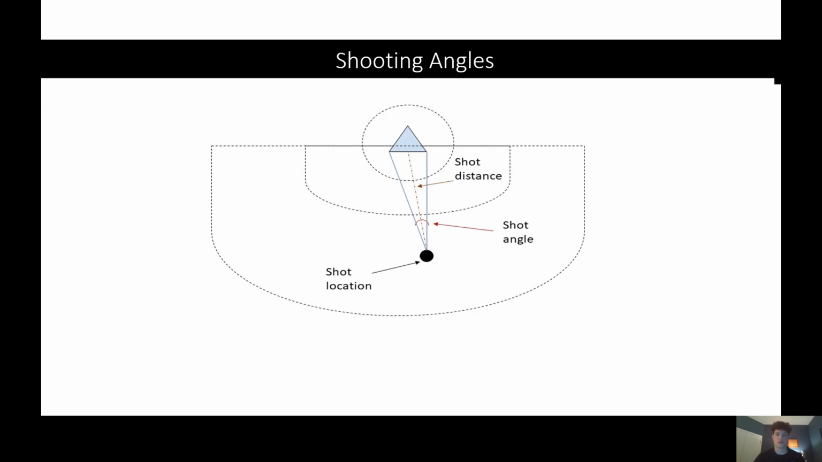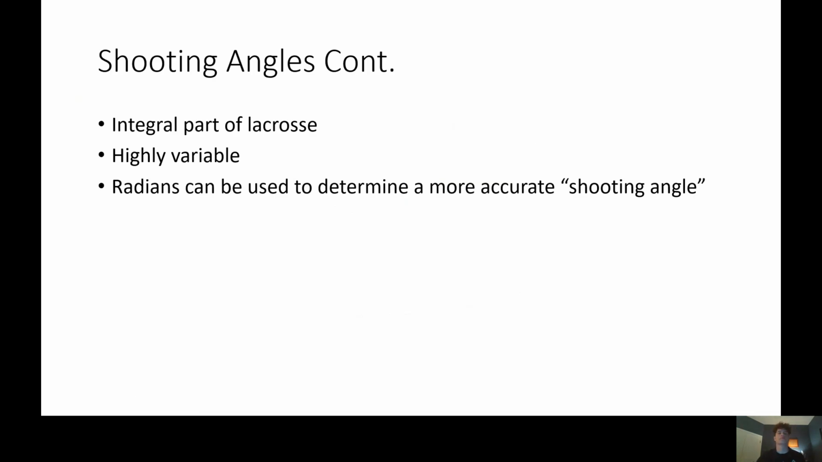In lacrosse, we have something known as a shooting angle, which is essentially the angle at which a person can see the face of the goal from any spot on the field. The closer you are to the center of the field, or the rightful line as we call it, the higher shooting angle you have and the higher chance of scoring. The further away from the rightful line, the lower shooting angle you have, and the lower chance that you have to score.